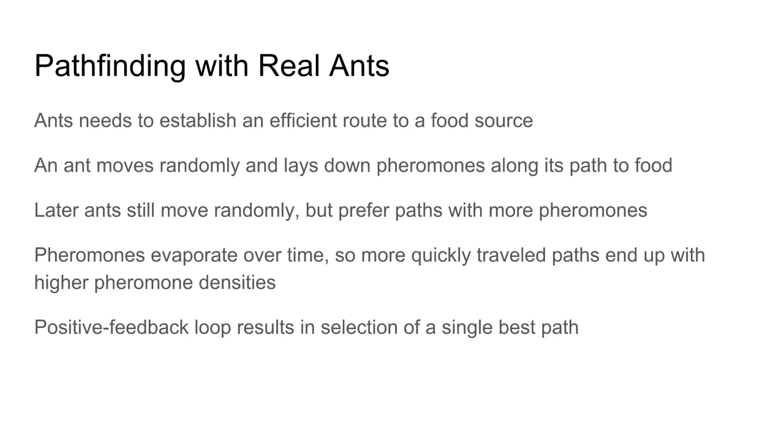Before returning to the traveling salesman problem, let's talk through a simplified example of how real ants solve pathfinding problems. After finding a food source, ants need to establish an efficient route to that food source. They achieve this through the use of pheromones. Each ant lays down pheromones as it moves. Ants move randomly, but prefer to move along paths with higher levels of pheromones. Pheromones evaporate over time, which as we'll see results in shorter paths having higher densities of pheromones. Over time, the positive feedback loop created by the pheromones results in almost all ants taking a shortest path.